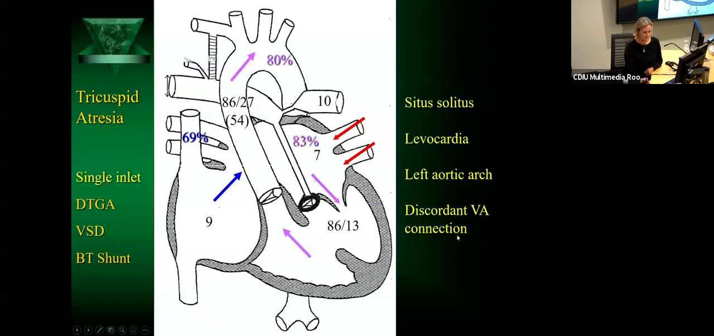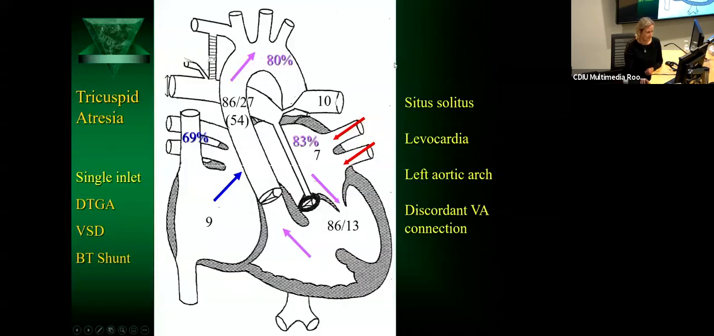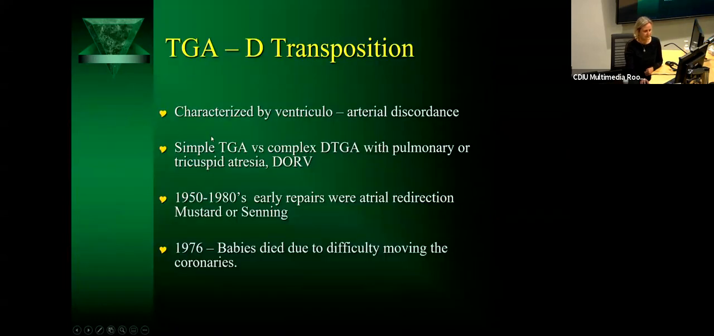So we have discordant connections again. There's an example where the patient doesn't just have tricuspid atresia, but they have tricuspid atresia and DTGA and VSD. So it's characterized by ventricular arterial discordance.